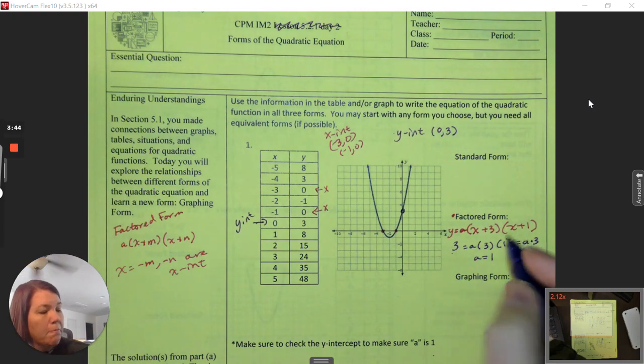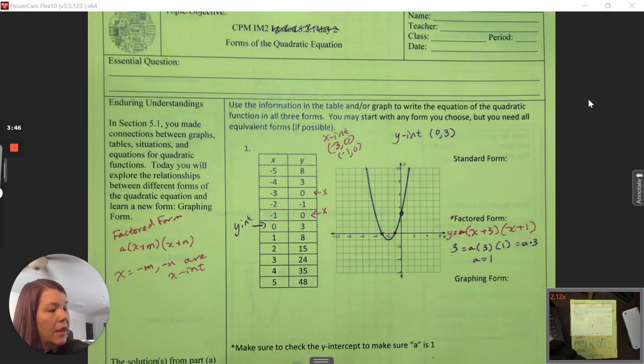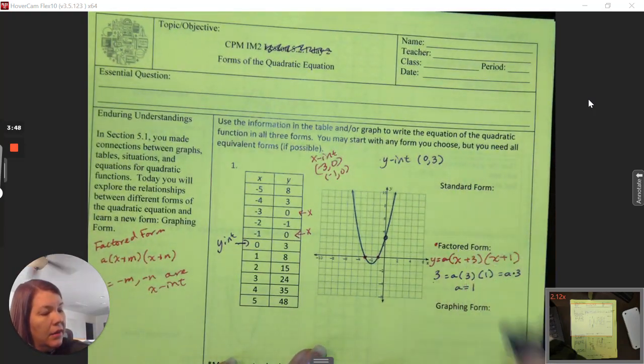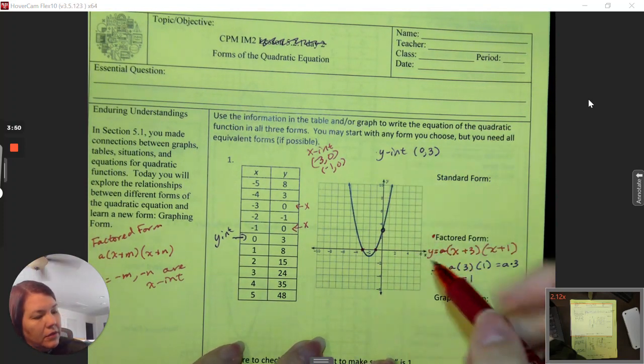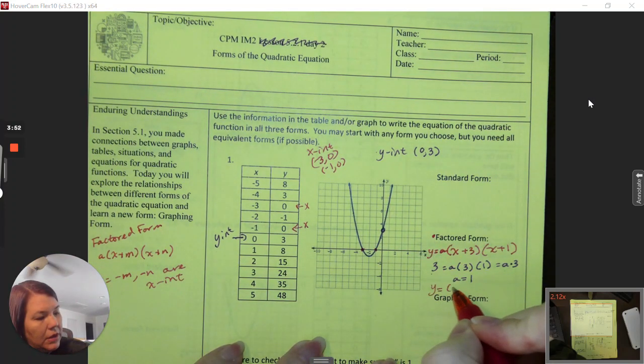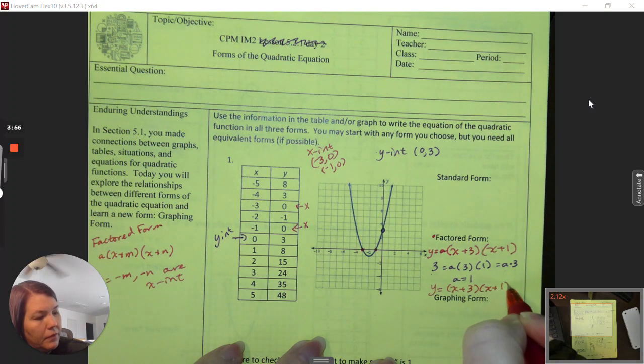Okay? So that means I can go back and write it again: y equals (x plus 3)(x plus 1). So that's factored form.